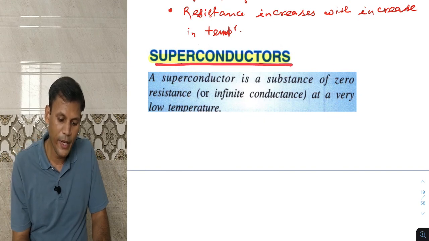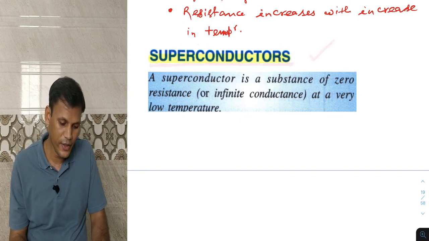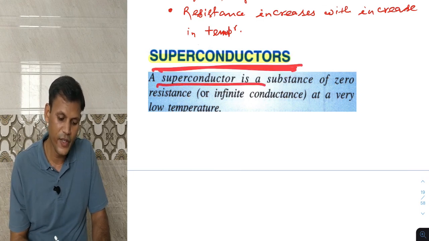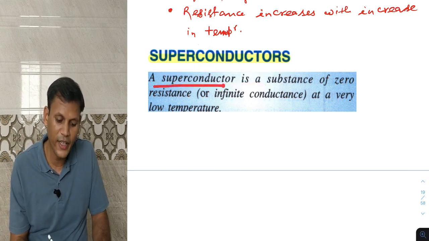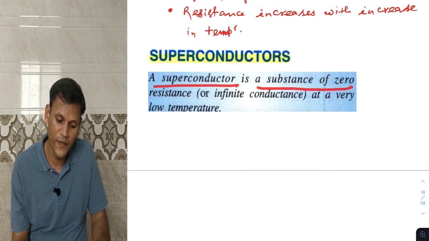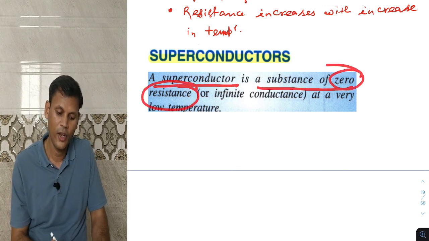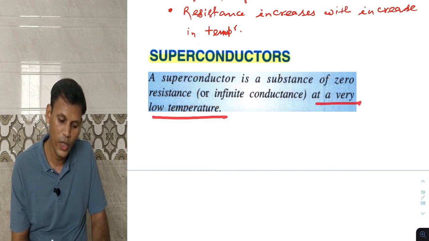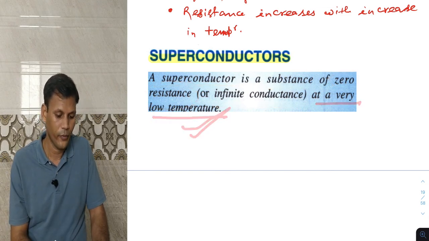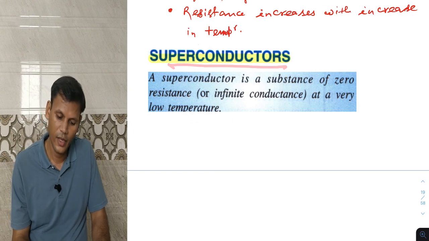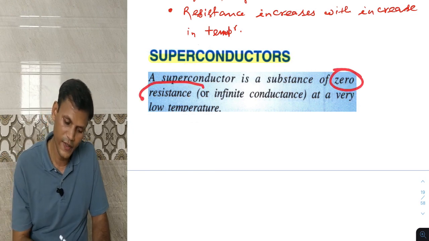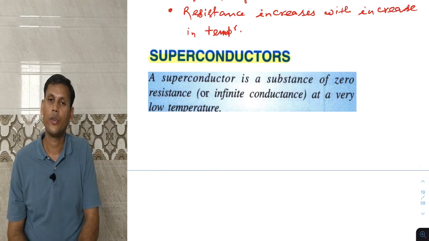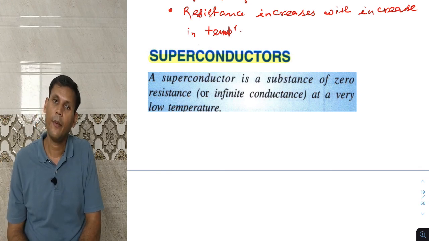The last part is superconductors, not semiconductors. A superconductor is a substance of zero resistance or infinite conductance at a very low temperature. Superconductors have zero resistance at very low temperature. So we finish this part.